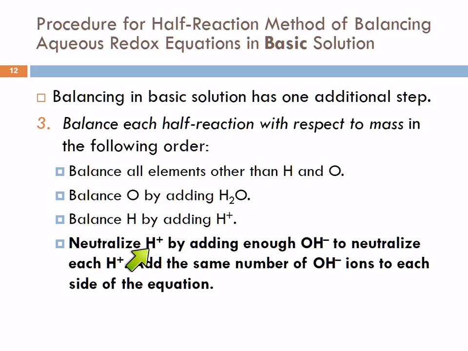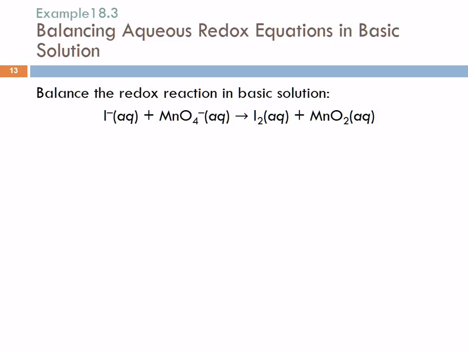In basic solution, you're not going to have hydrogen ions floating around, and so we need to get rid of those. We'll neutralize those by adding enough hydroxide ions to neutralize each hydrogen ion. So if you have 2 hydrogen ions on the left, then you'll have to add 2 hydroxide ions on the left. And when you add hydroxide and hydrogen ions together, they'll make water. If you add hydroxide ions to one side of the equation, you have to add them to the other in order for it to stay balanced. Okay, so let's do a couple of examples of that.